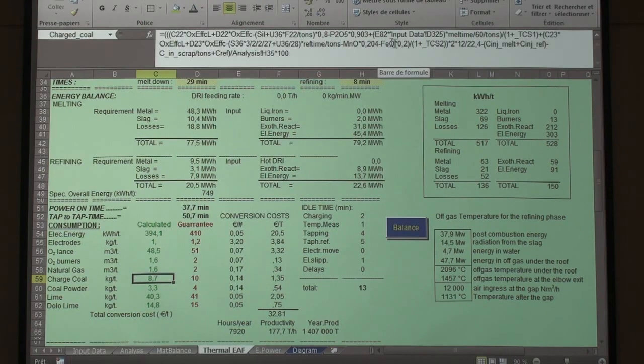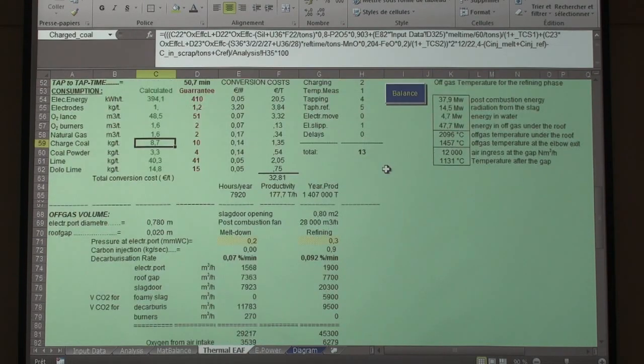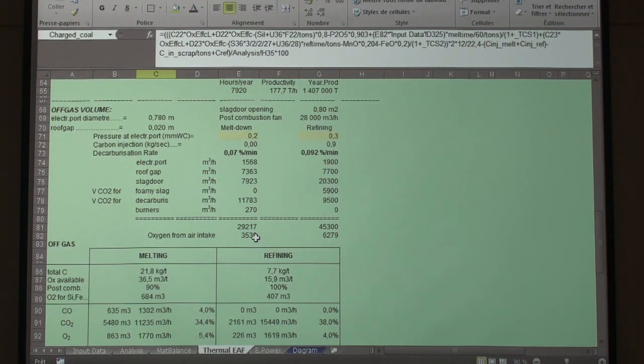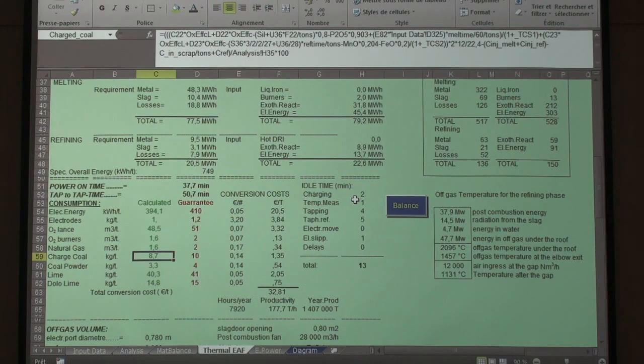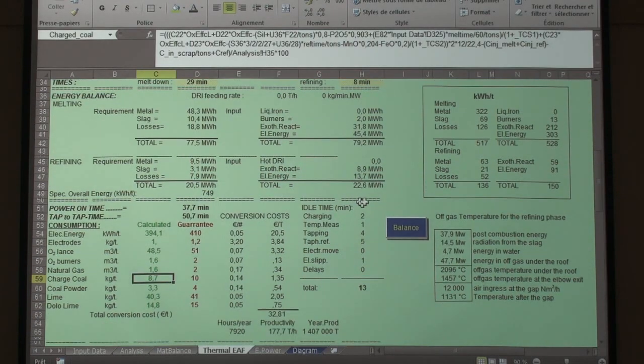Then here, plus E82, this is the oxygen from the air. This one here, during melting, because I consider that the oxygen is reacting with the scrap during melting. And you will not find the oxygen reacting during refining, times the oxygen efficiency, which was 50%, as you remember. Okay?